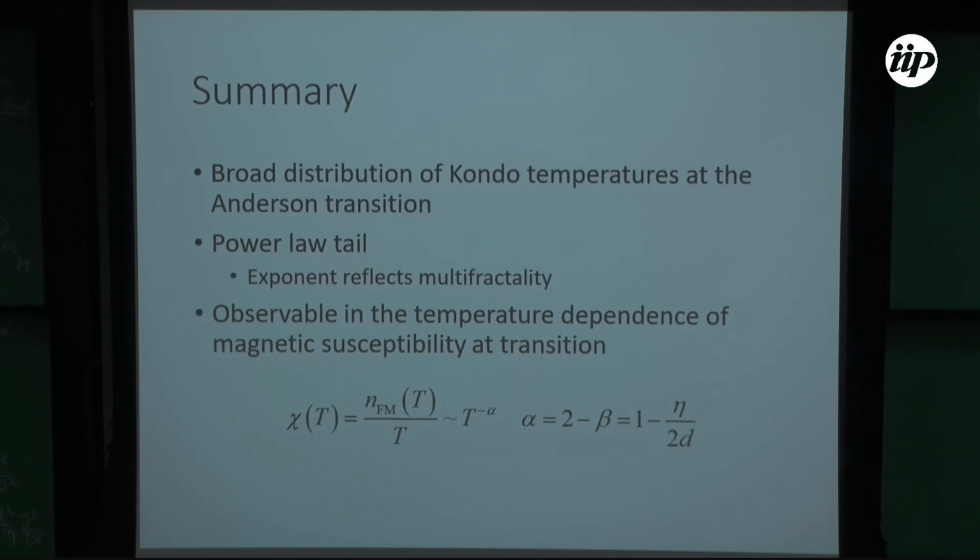Okay, so I'm going to summarize. We have a broad distribution of Kondo temperatures. The prediction is that there's a power law tail, and the exponent reflects multifractality. We don't yet have a confirmation of that. We have, I think, some evidence that it's probably right. I hope that when I have more time to work on it, we'll be able to solve this goodness of fit problem and confirm the prediction.